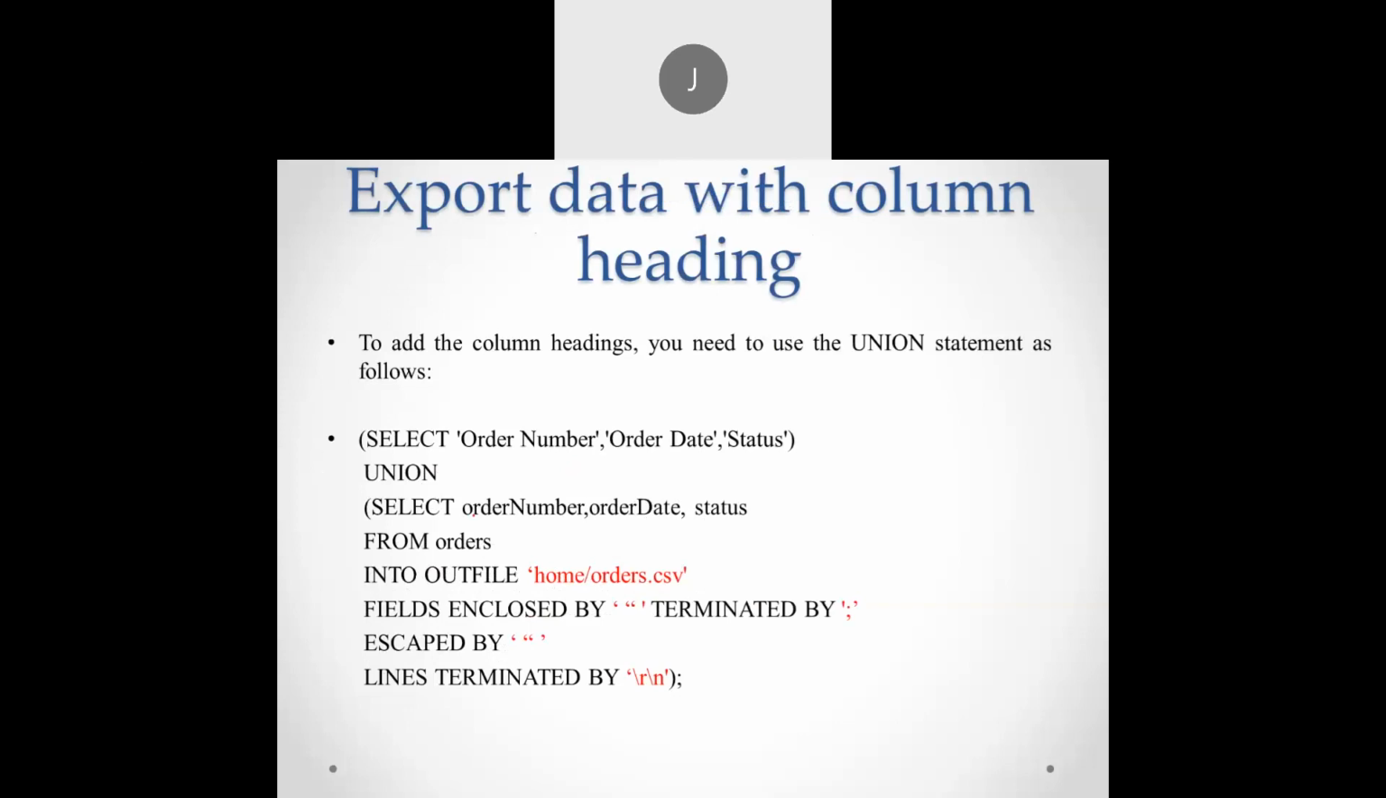Okay, what this means is, select order name. If you want to add a column name in your CSV file, because we are going to generate the CSV file, then you have to add a union and mention the first row, which in the CSV file would be the first column names like ID, name and so on. You have to put that in a select statement and then do a union like that.